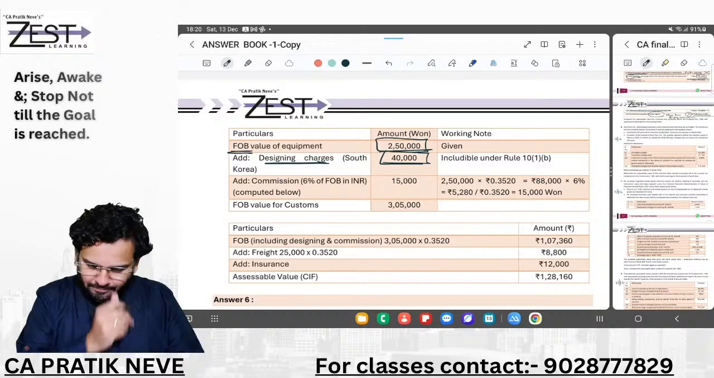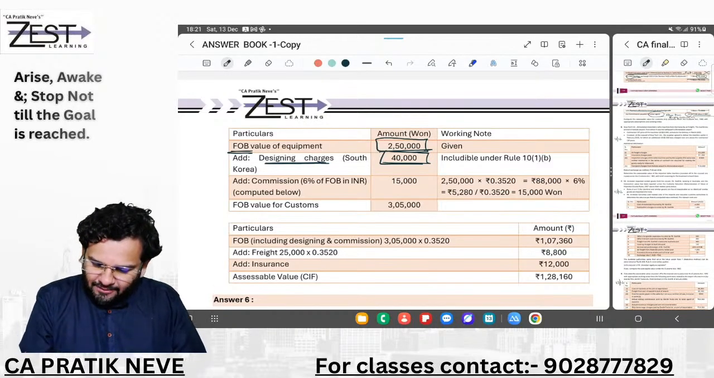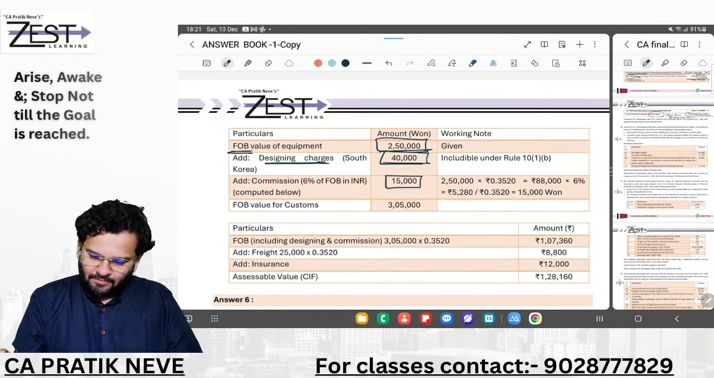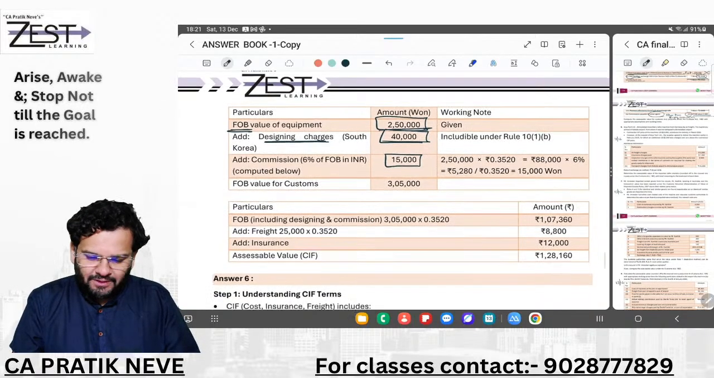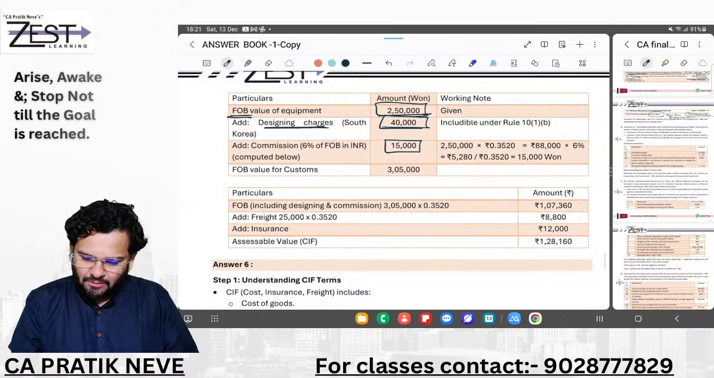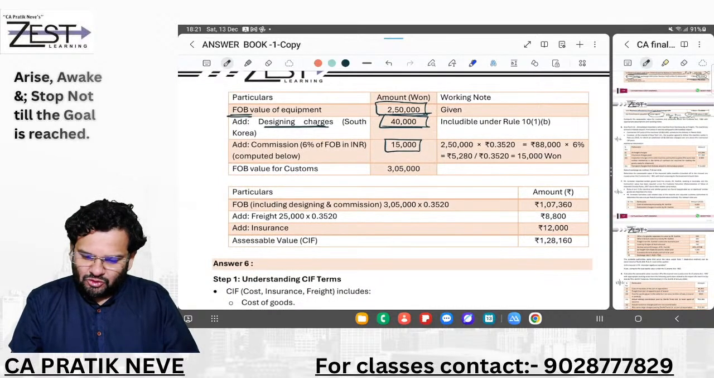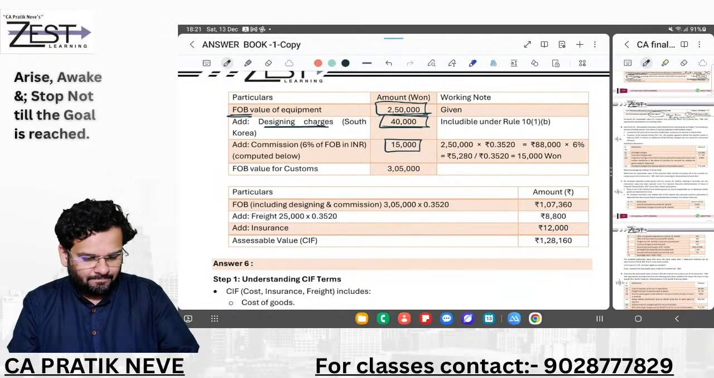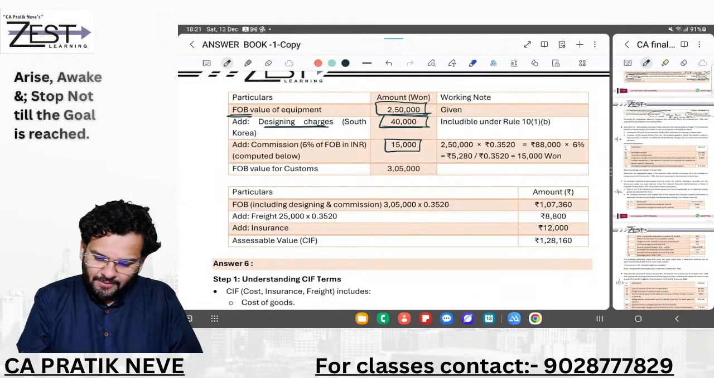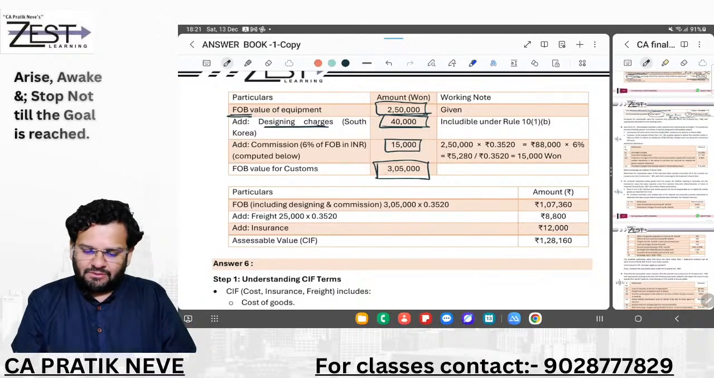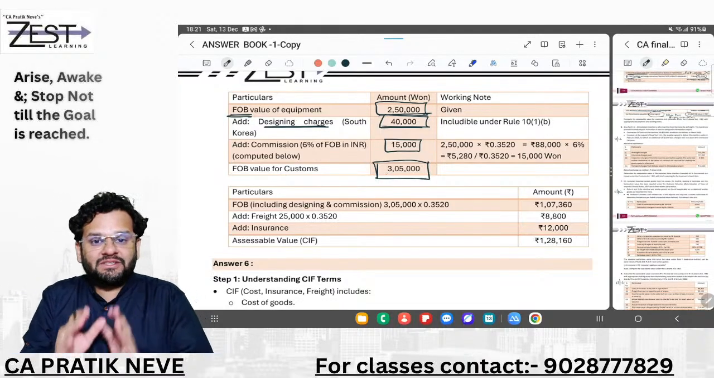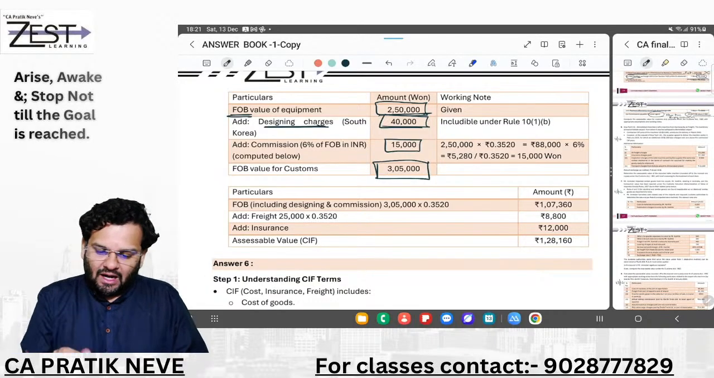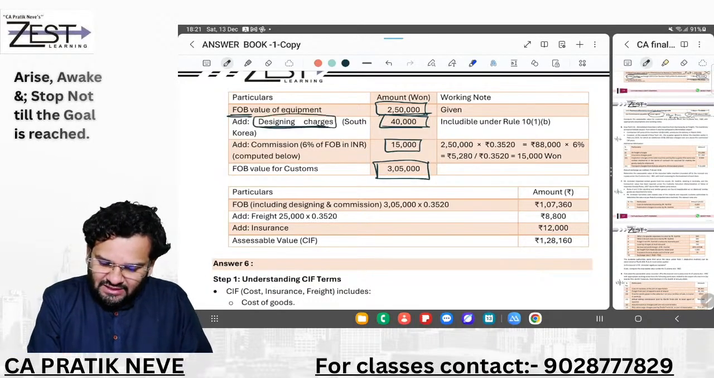Then go ahead. Commission you will add. Okay, 6% of FOB in INR. You will add the commission. So 6% of 2,50,000 you have taken, 15,000. FOB value of customs. Finally, you got FOB value for customs, as per customs, after adding the designing charges and the commission.